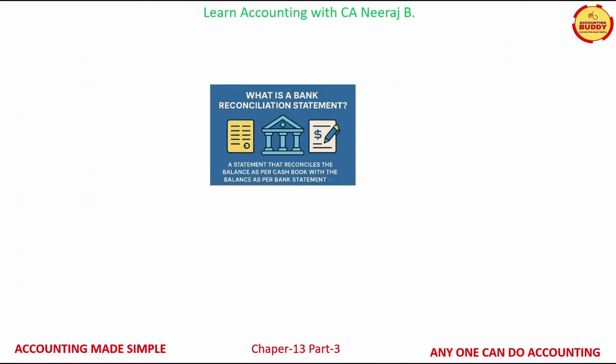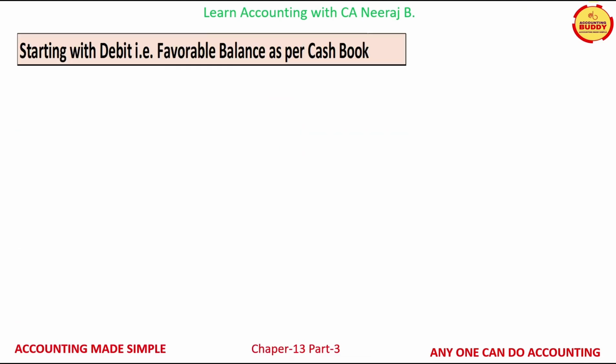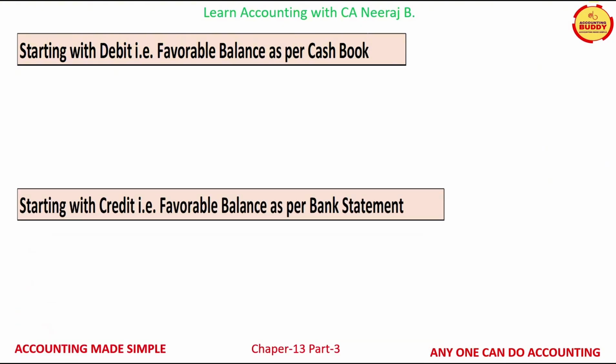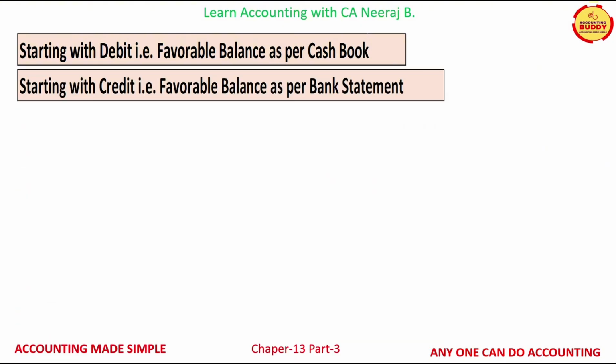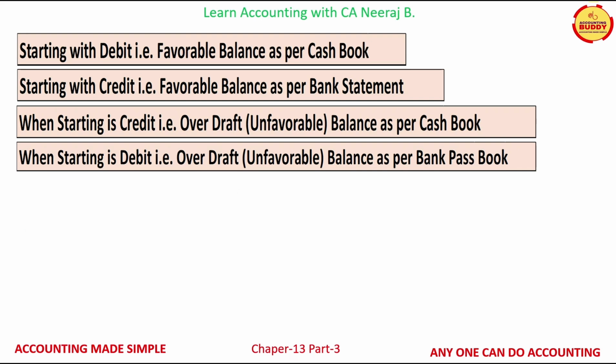Bank reconciliation statement can be done in the below 4 circumstances, starting with the favorable debit balance as per cash book, or it can also start with the credit favorable balance as per bank statement. Now, when the business has availed an overdraft from the bank, the reconciliation statement can also be done by starting with the unfavorable credit or overdraft balance as per cash book, or by starting with the unfavorable debit or overdraft balance as per bank passbook.